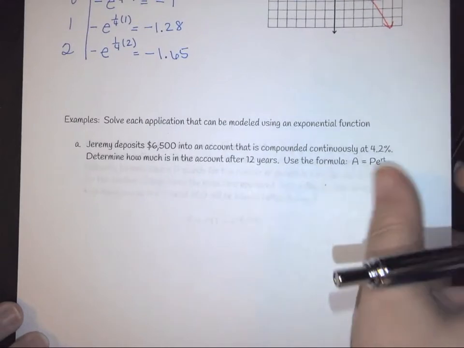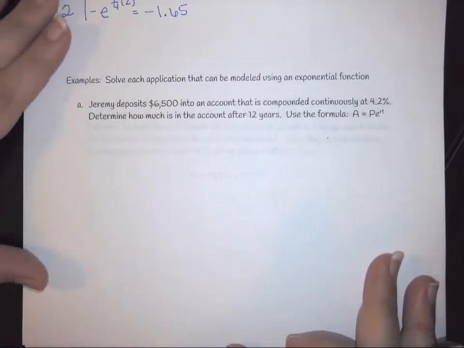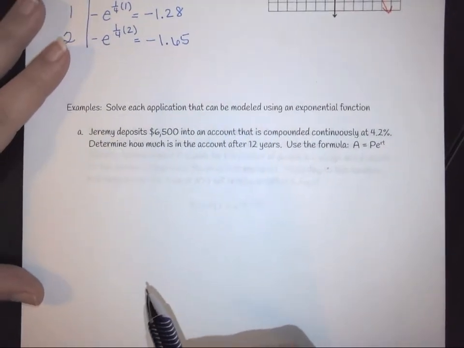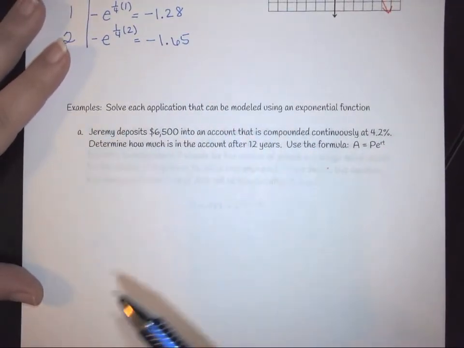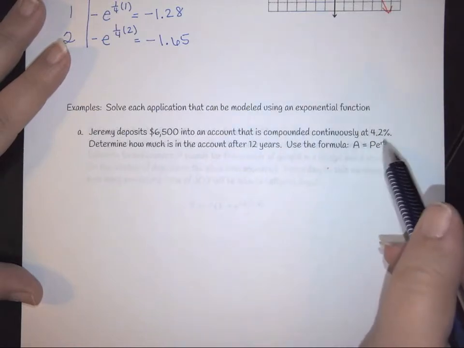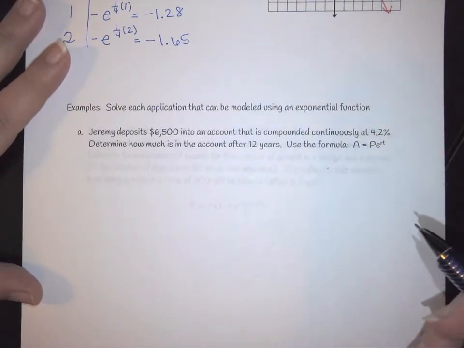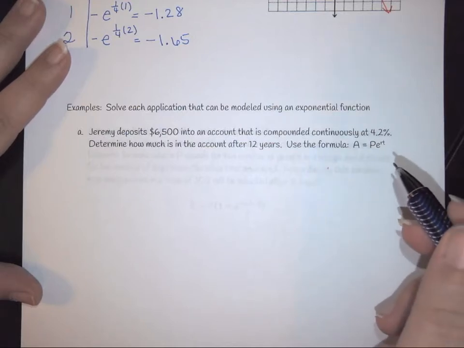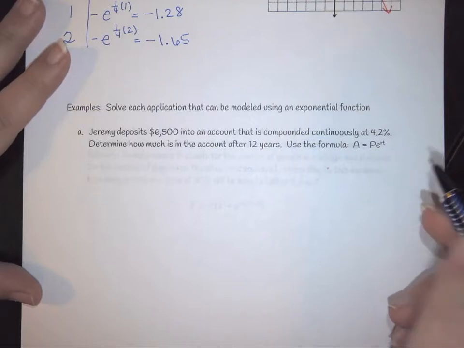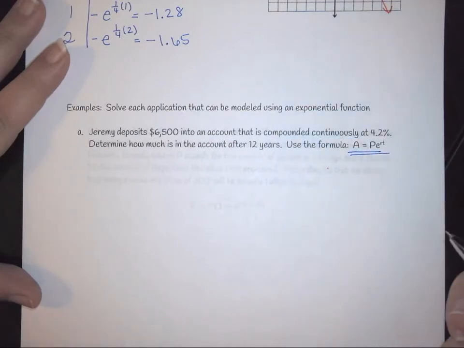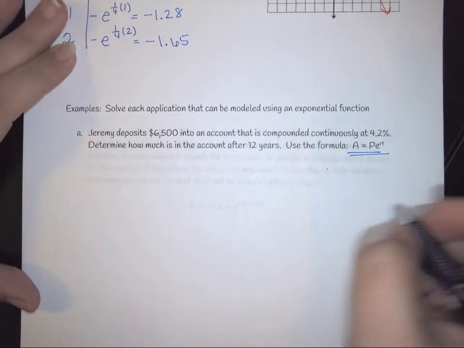Now we can also look at applications. So here we need to model the exponential function to solve our application. Jeremy deposits $6,500 into an account that is compounded continuously at 4.2%. Determine how much is in the account after 12 years. And notice in this one it's telling you what formula to use. So if you remember, compounding continuously uses the PERT formula. So here we're going to do just that.